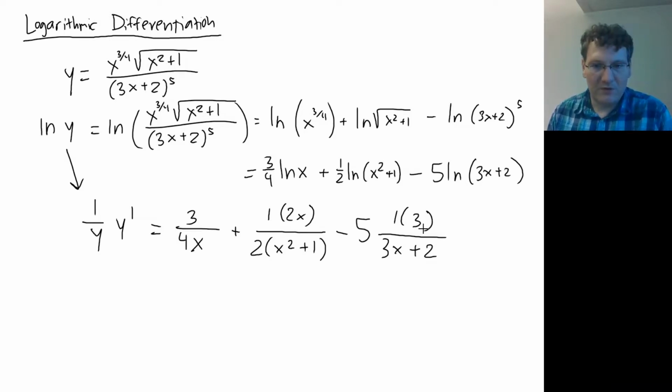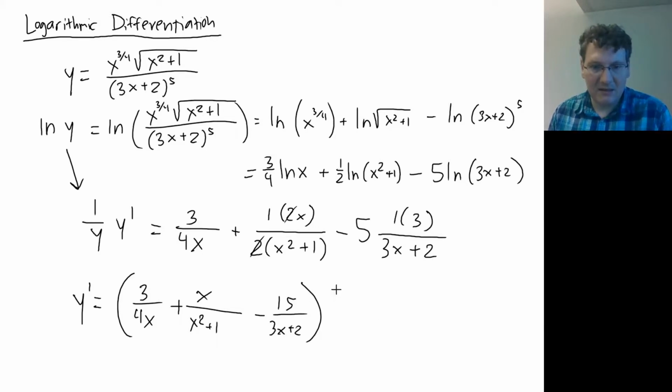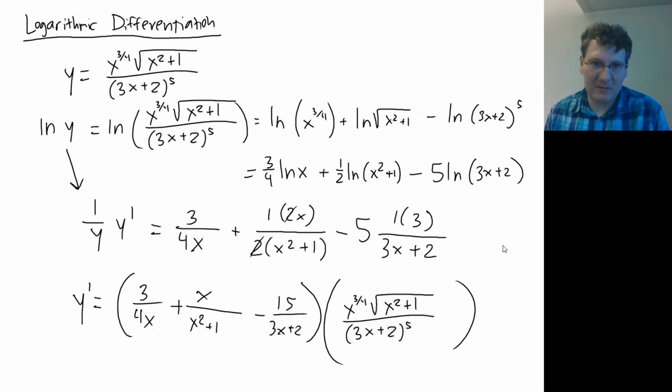And so now to find the derivative, we can just write y prime equals this whole right-hand side, 3 over 4x plus 2x. The 2's can cancel, actually. We can write x over x squared plus 1 minus 15 over 3x plus 2, this thing times y. And rather than writing the letter y, I'm going to put in the definition of y, which I'm just copying from up above. This is just y.